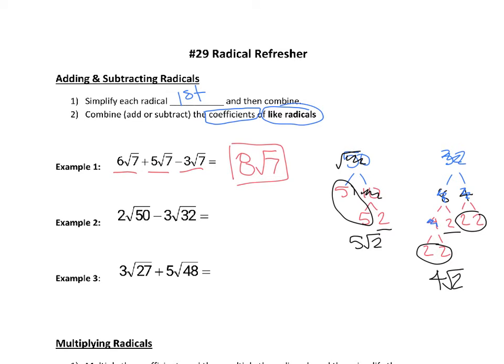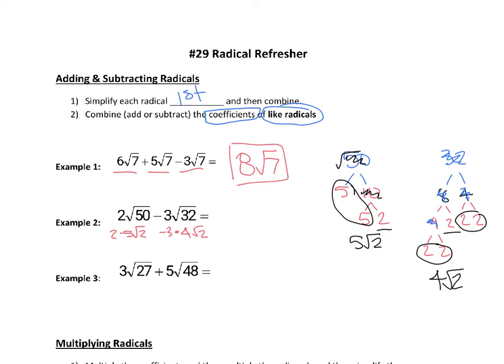So, now to work it back into our actual problem, keep in mind here, and this is where some people are going to make a mistake. The square root of 50 actually has a coefficient, so you can't forget about that, okay? That coefficient is going to be multiplied to our coefficient when we simplify the square root of 50. So when I rewrite it, it'll look like this. 2 times 5 square root of 2 minus 3 times 4 square root of 2.